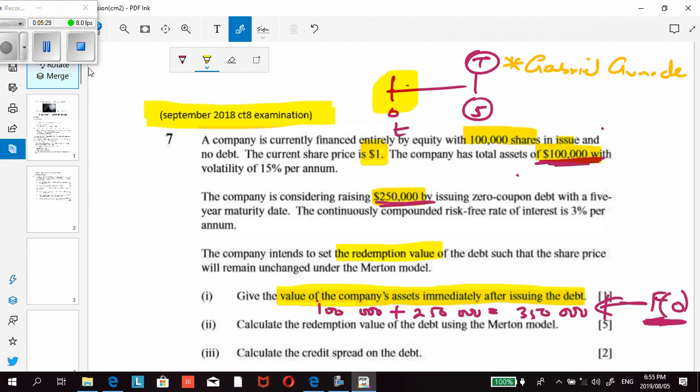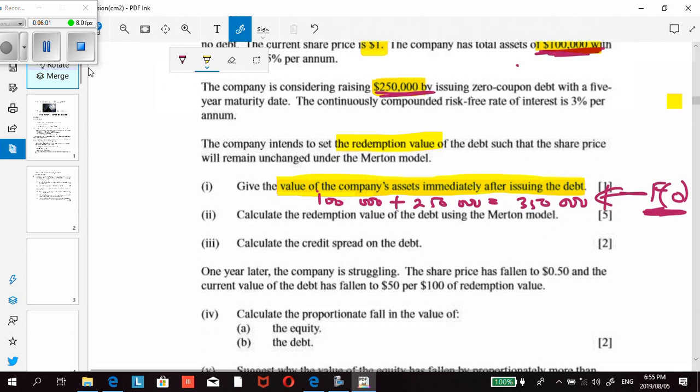So that is the value of the shareholders, and we know that we value the shareholders as a call option. So this 100, which is 100 times 1, is the value of your call option, which is what the shareholders of the company are going to get. Obviously, we are not told the redemption value of this bond. And if you look at the second question, that is what the examiner is asking you.